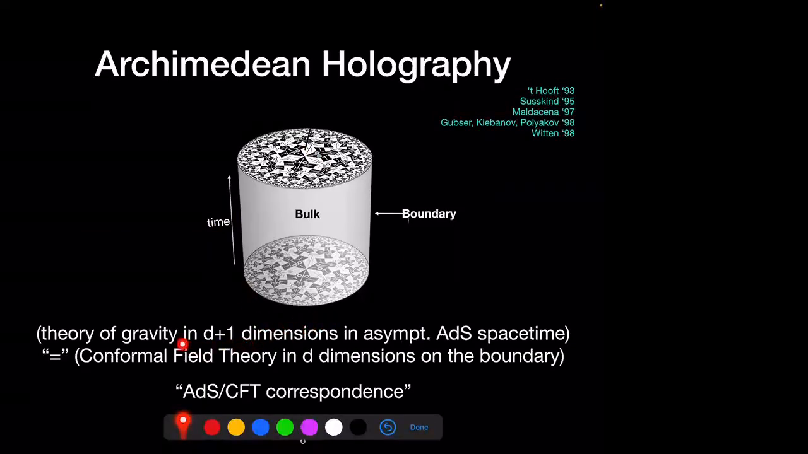So Archimedean holography is basically some kind of an equality between a theory of gravity in d+1 dimensions in some asymptotically anti-de Sitter spacetime, and a conformal field theory, which is living on the boundary of that spacetime. So this is what we call the AdS/CFT correspondence. And the picture I usually have in my mind is that of a cylinder. So this cylinder represents AdS space, and the gravitational theory is inside the cylinder, and the conformal field theory lives on the boundary of this cylinder.